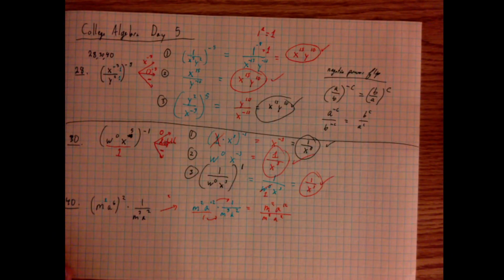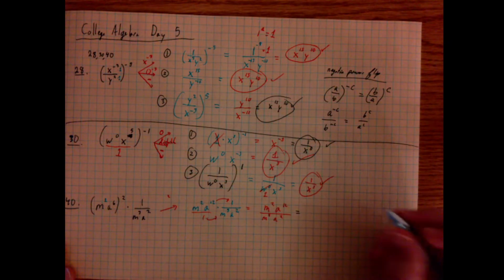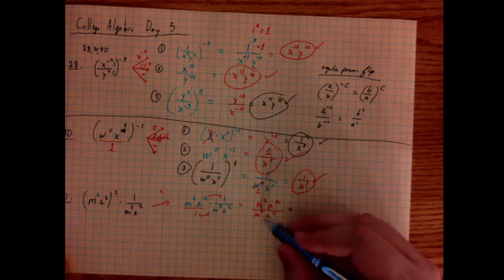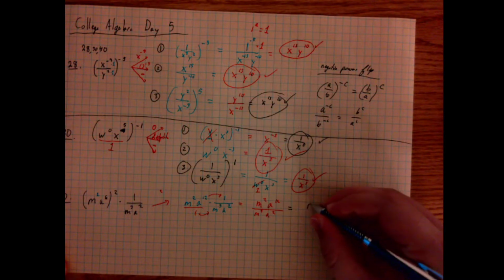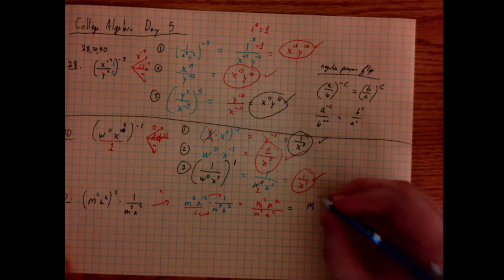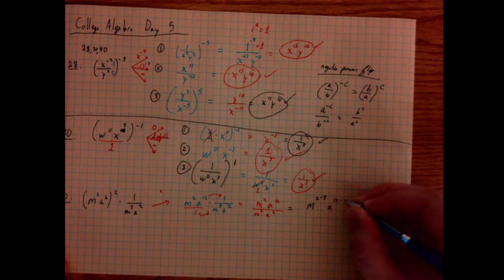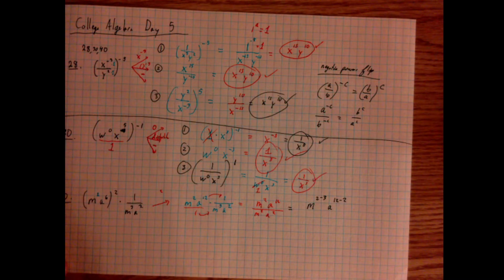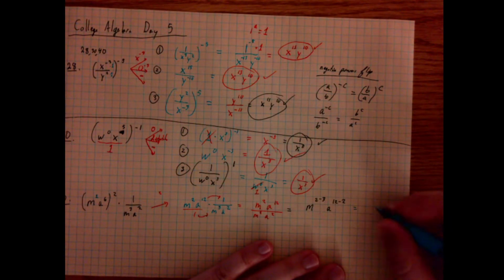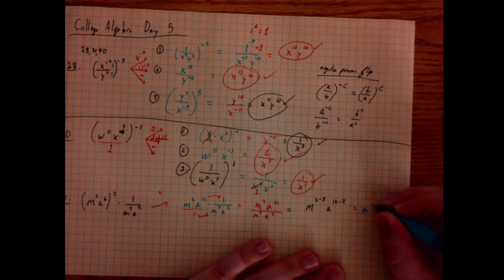Now, from here, we can use our property of the quotient, which is the division property, which states that I can take these two m's, one on top, one on bottom, and I just subtract the powers. This would be 2 minus 3, and this would be 12 minus 2. From there, we simplify. 2 minus 3 would be the negative first power. 12 minus 2 would be 10.